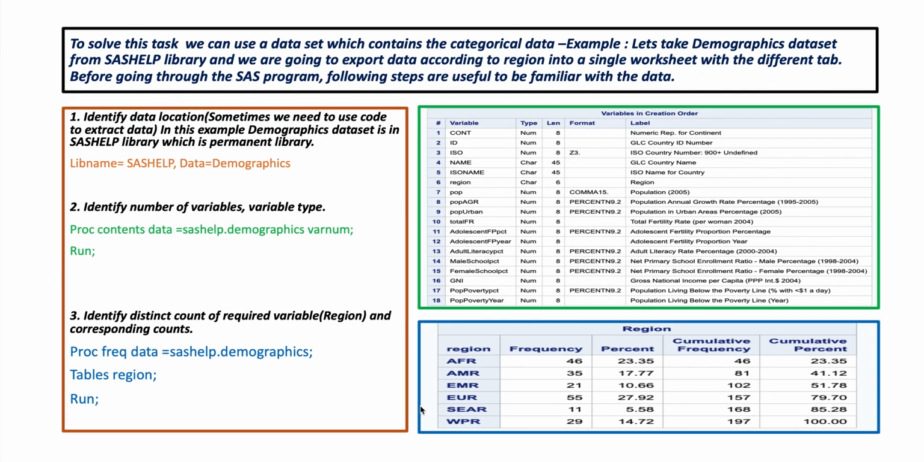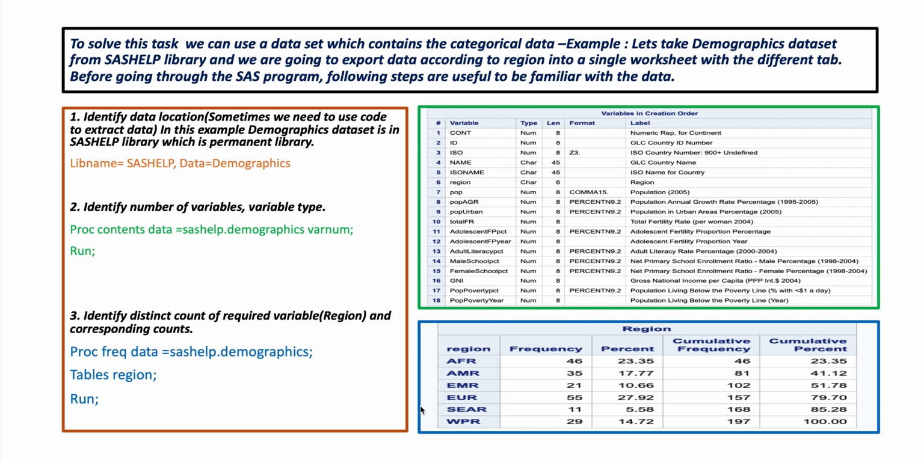To solve this type of task, we can use a dataset which contains the categorical data. In this example, I am taking the demographics dataset from the SASHELP library, where I am going to export data according to region into a single worksheet with different tabs.